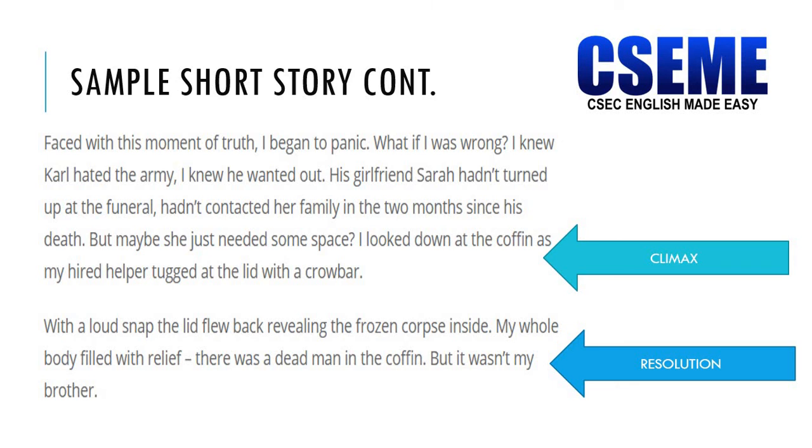Now, this is the end of the elements of the story. As we end the elements of the story, our next slide is our revision. Let us now question ourselves to see what we actually understand.